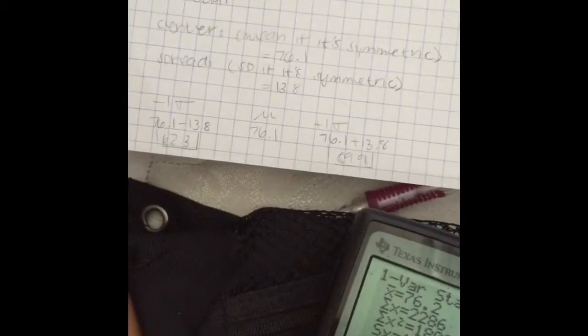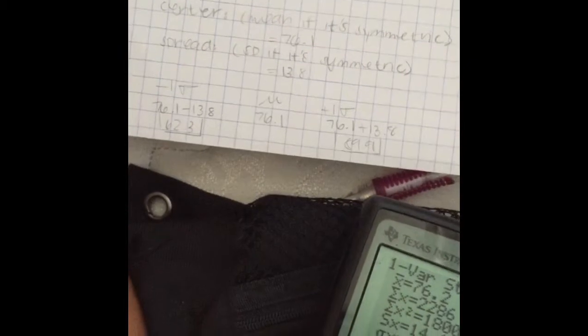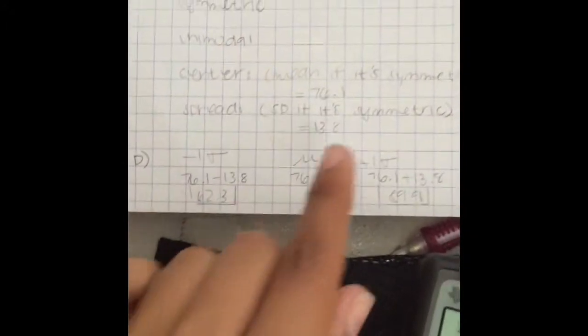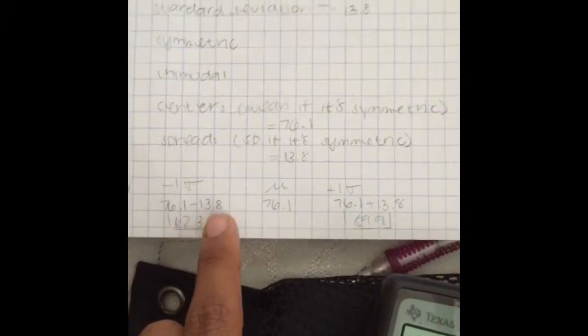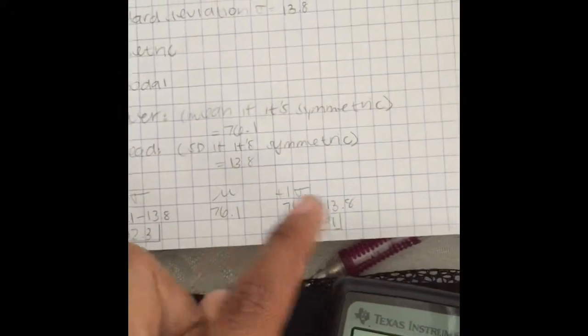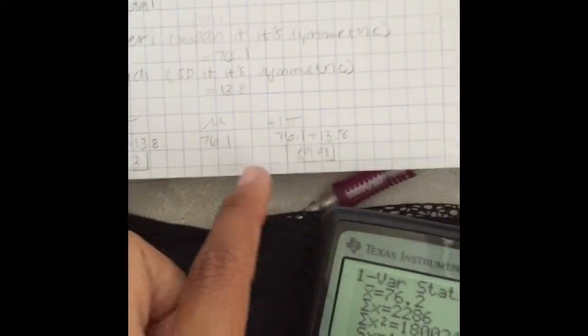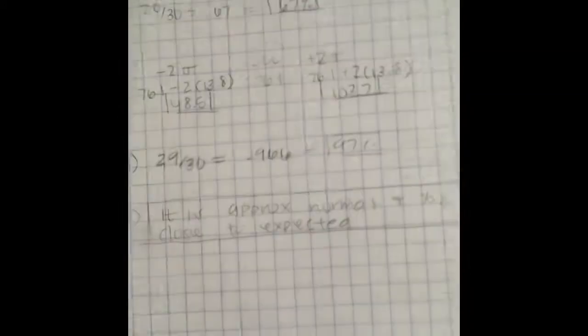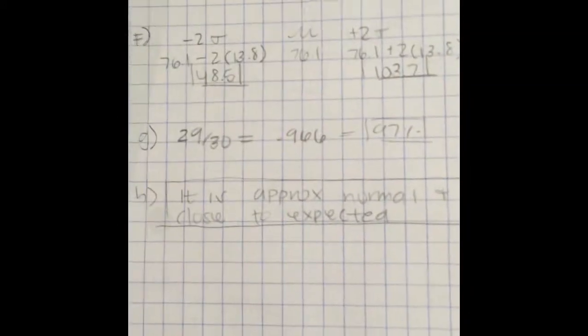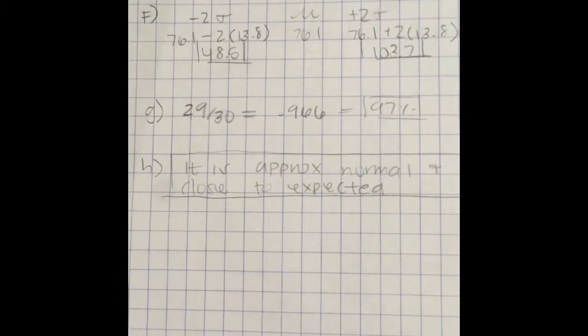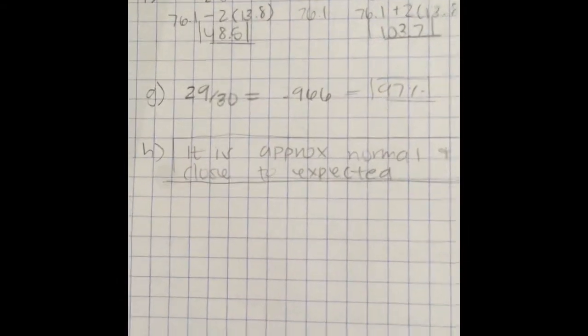So what percent of observations lie within one standard deviation? Calculate the interval. In order to do that, you take the mean and subtract one standard deviation, which is 13.8, and you get 62.3 for the negative one. And then to the right would be 76.1 plus 13.8, and you get 89.9. And then to calculate the percent, you would just divide 20 by 30, and you get 67, which is approximately close to 68, which remember is the average for one standard deviation, so it's close.